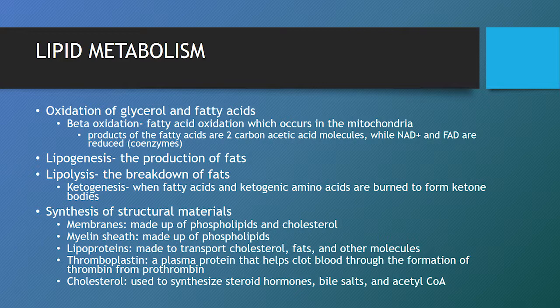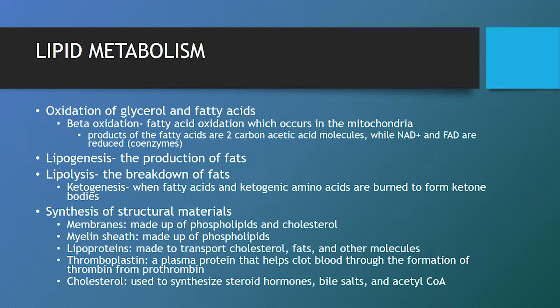The lipid metabolism: oxidation of glycerol and fatty acids. So it comes from the beta oxidation, the fatty acid oxidation, which occurs in the mitochondria. The products of the fatty acids are 2 carbon acetic acid molecules, while NAD and FAD, which are coenzymes, are reduced. Lipogenesis is the production of fat, while lipolysis is the breakdown of fats. Ketogenesis is when fatty acids and ketogenic amino acids are burned to form ketone bodies, which are alternative ways to fuel the body when glucose is low.